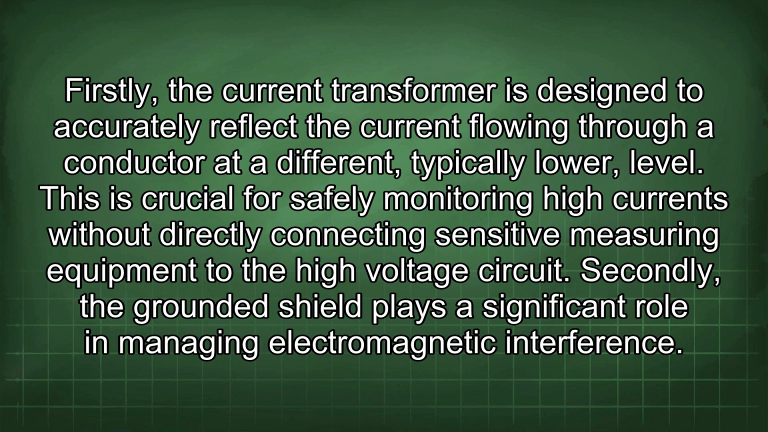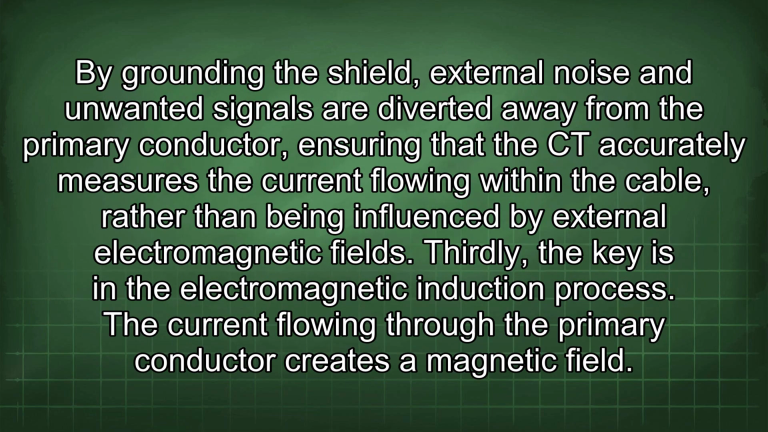Secondly, the grounded shield plays a significant role in managing electromagnetic interference. By grounding the shield, external noise and unwanted signals are diverted away from the primary conductor, ensuring that the CT accurately measures the current flowing within the cable, rather than being influenced by external electromagnetic fields.